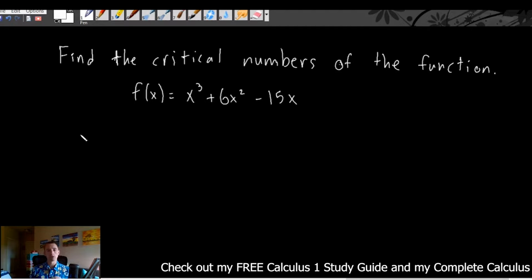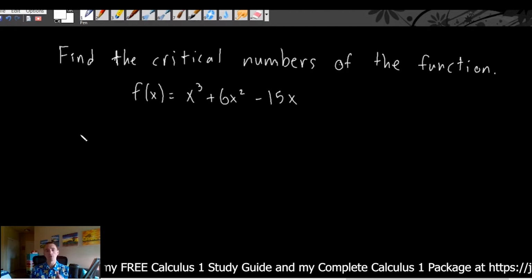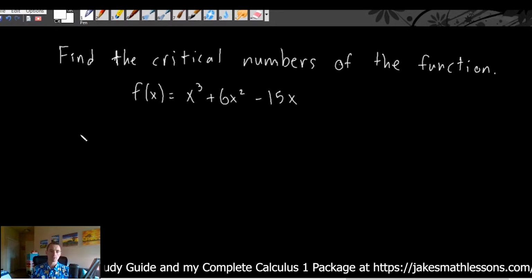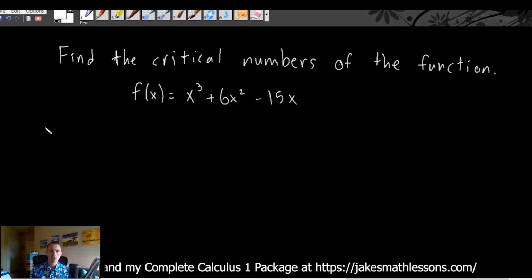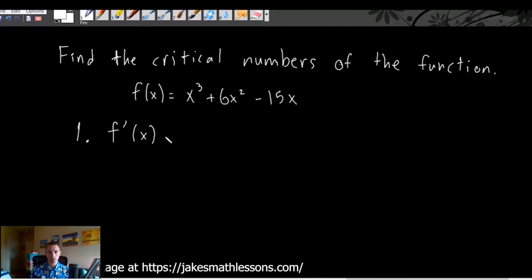Well, a critical number occurs in two places. There are really two conditions that can be met in order for a specific x value to represent a critical number of a function. First of all, a critical number will occur wherever f prime of x equals 0. In other words, if you take the derivative of your function, set it equal to 0, and solve for x, whatever x value makes this equation true is going to be a critical number.